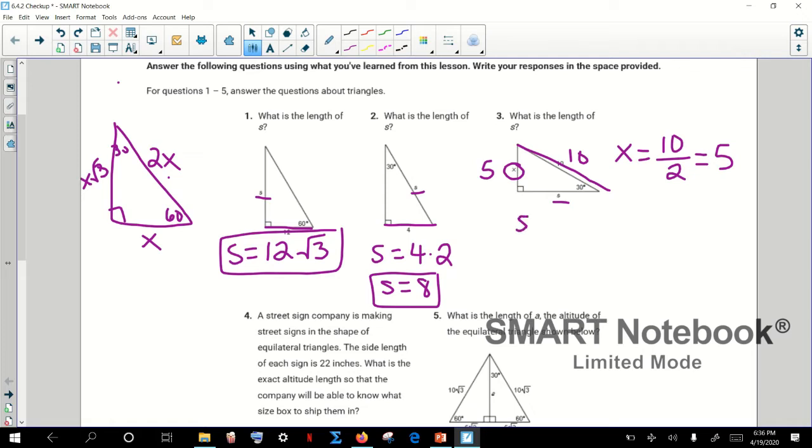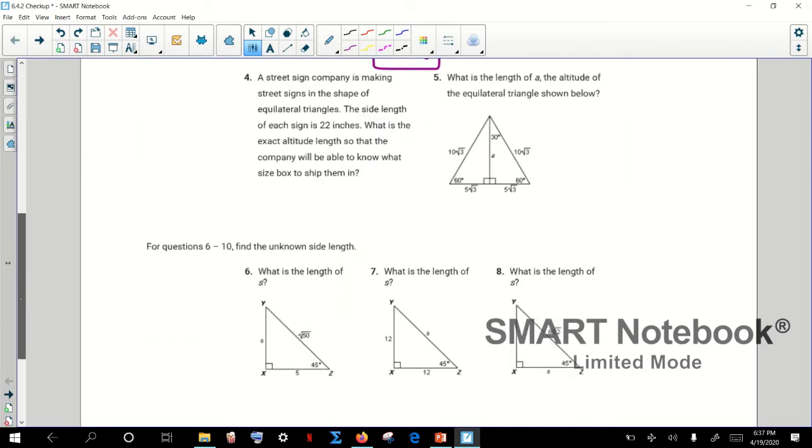So then I need to find the long side, which is S. How do I get from the short side to the long side? Multiply by square root of 3. So S is going to be the short side, which is 5, times square root of 3. Perfect. Alright, so we just got 1, 2, and 3 done. Let's look at 4 and 5.